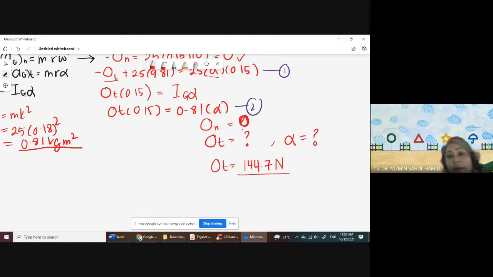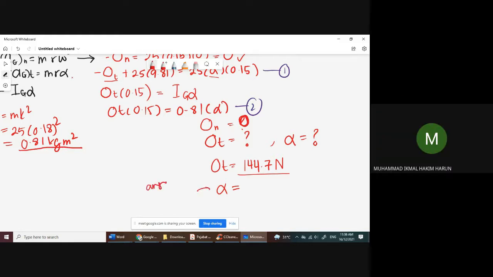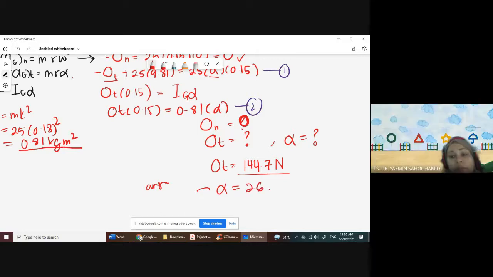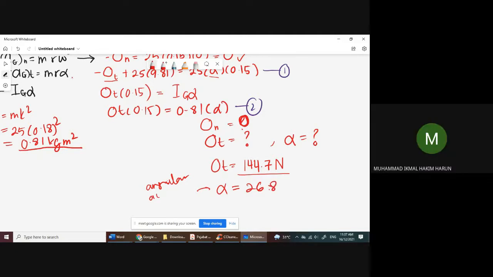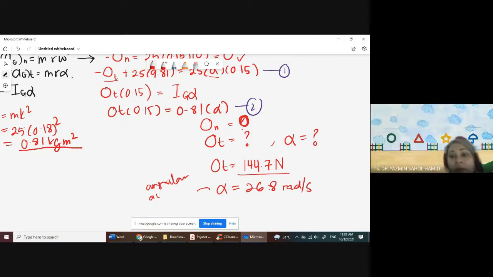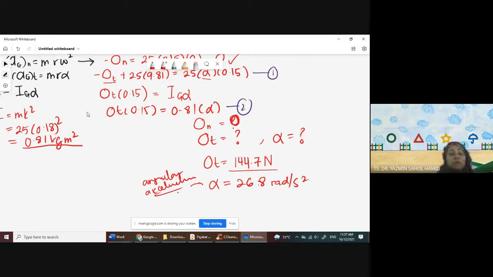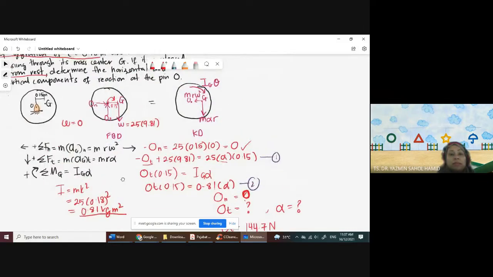Okay, alright. And then apa value alpha? Alpha ni adalah 26.8. Unit dia apa? Rad per second square. Okay, good. Make sure you buat angular acceleration. Okay, good.